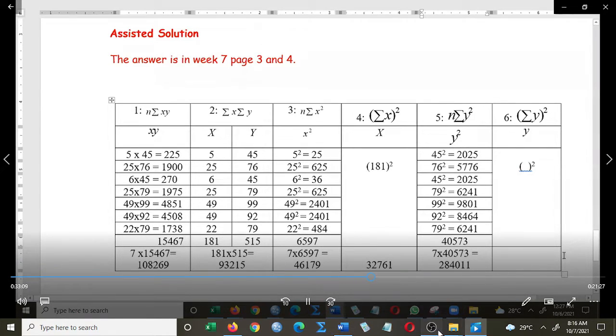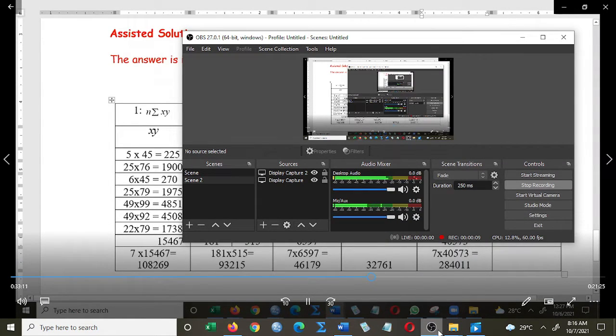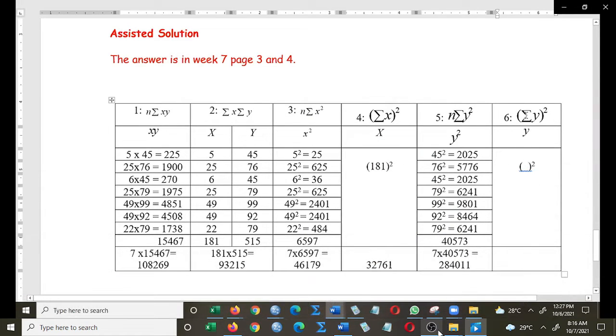84011. Yes. Here, yeah. Okay. Now here is another easy peasy.